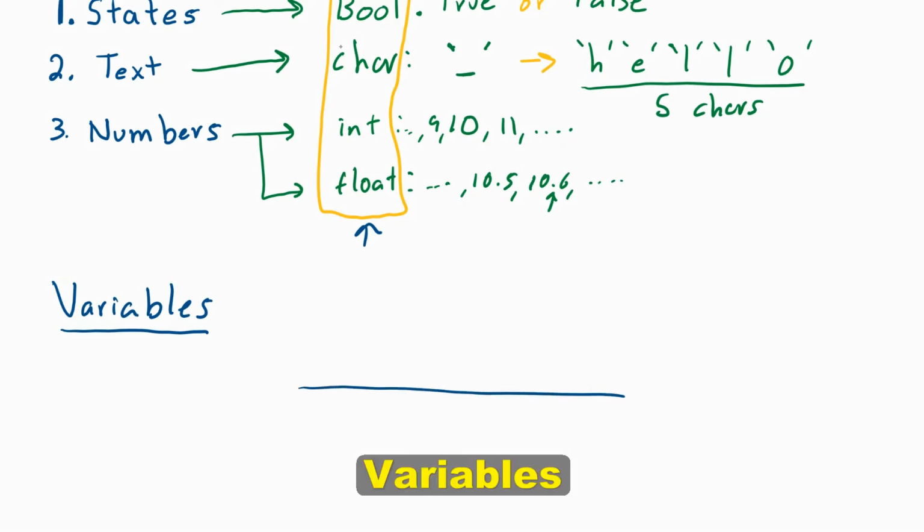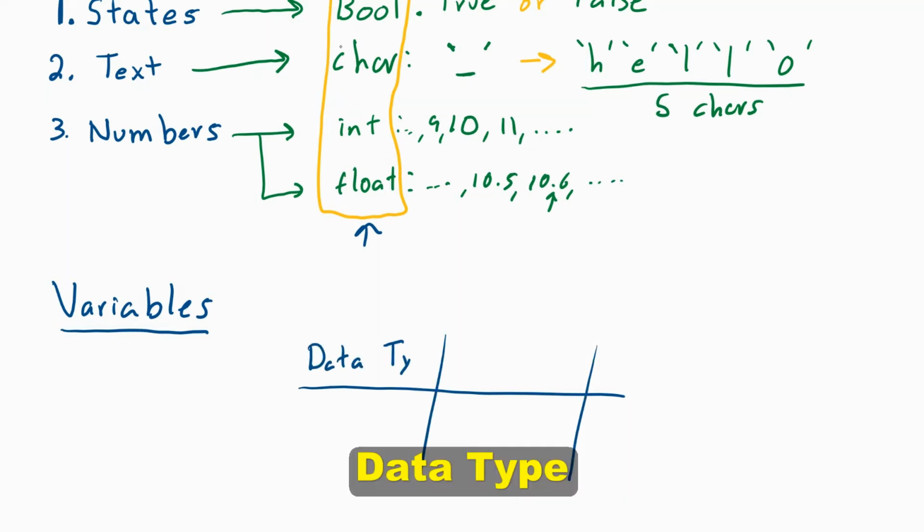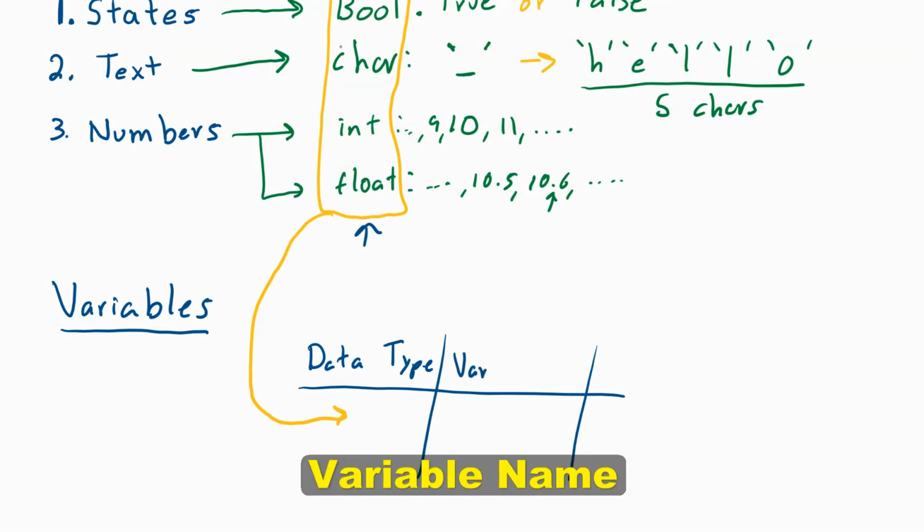There are three things that are important to a variable. The first thing is a data type. As you can imagine, every variable has a data type, which means every variable represents some kind of information, some kind of value that is defined by one of these four primitives or these four data types. The next thing that it needs is a variable name.